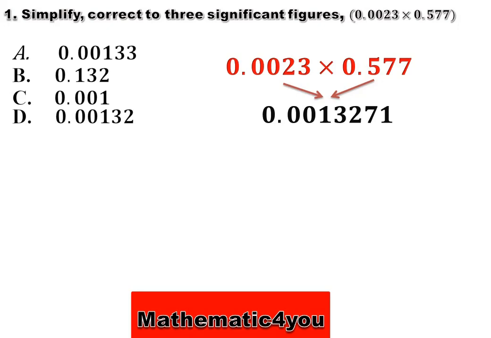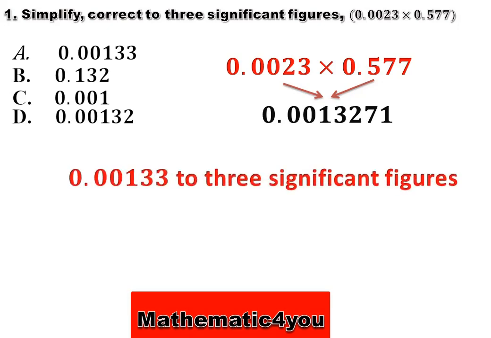The question says correct to three significant figures. You know your significant figures, you can do research on it. It's very important. You have 5 significant figures here, and they ask you to correct it to 3 significant figures. So you're going to have 1, 2, 3. The digit 2 is at the 3 significant figure place, and the 7 after it is greater than 5, so you're going to round 2 up to 3. So you get 0.00133 to 3 significant figures. Our right option here is option A.